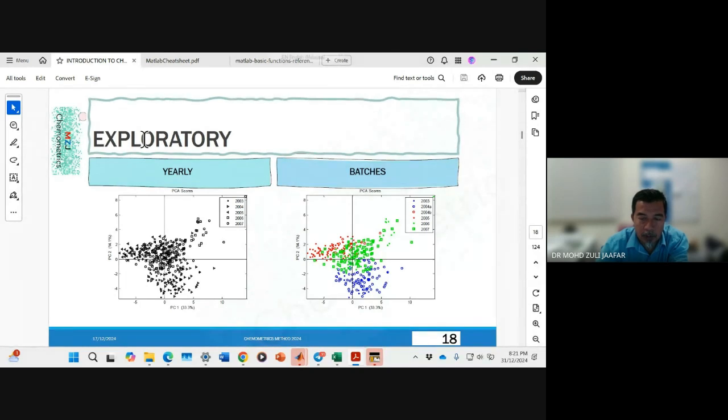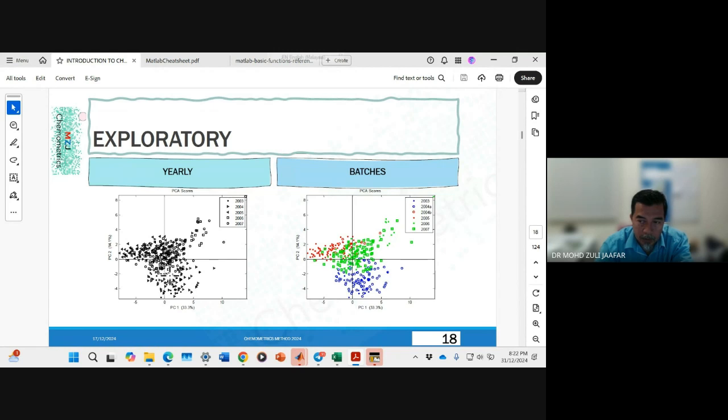All right. So what is the meaning of exploratory? This plot is coming from my PhD thesis. I received a data set and I tried to plot the data. If I simply plot the data based on years, I received the data in 2003, 2004, 2005, 2006, 2007, and put a label on it. And I use PCA. I'm not able to see any distinctive groups.